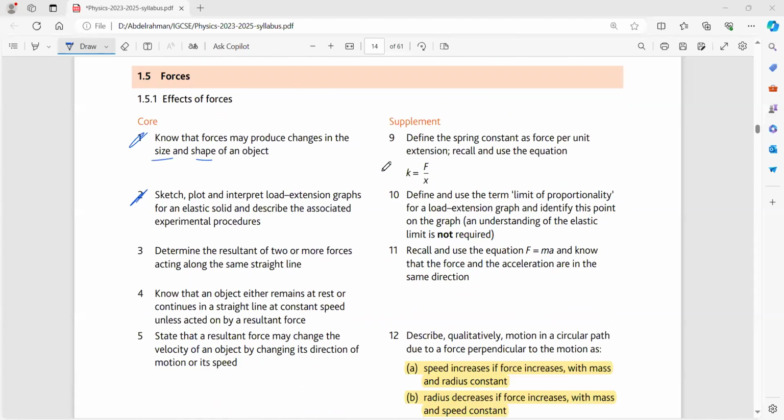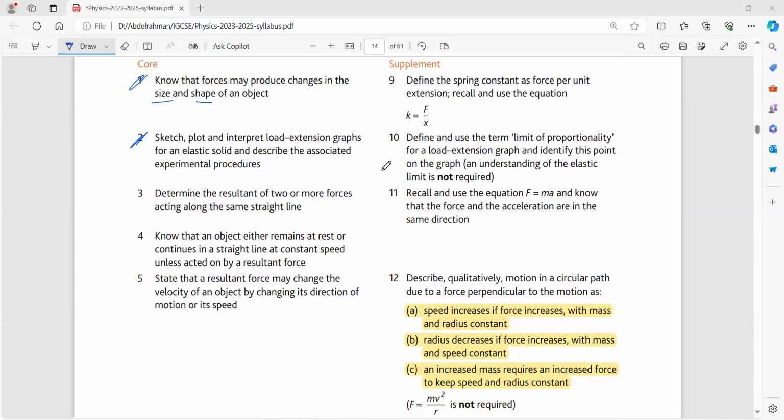Moving back to forces. Again, we were talking about Hooke's law, and we are required to know the load extension graph. We are required to know or to find the extension due to a certain load, or to find the load due to a certain extension, vice versa. Okay. And then we can find the resultant of two or more forces. Yes, we can find the resultant forces.